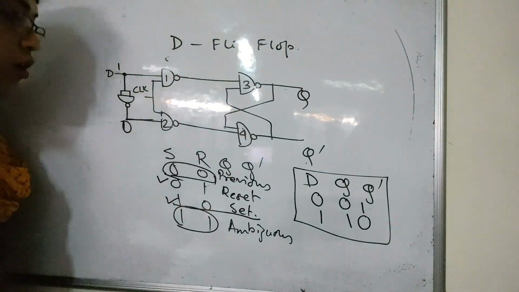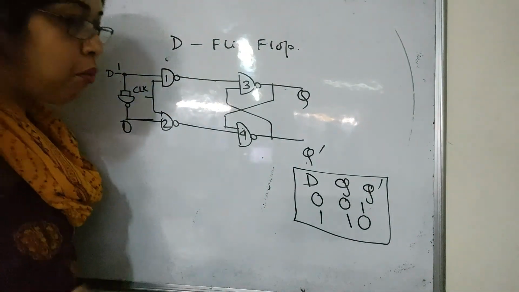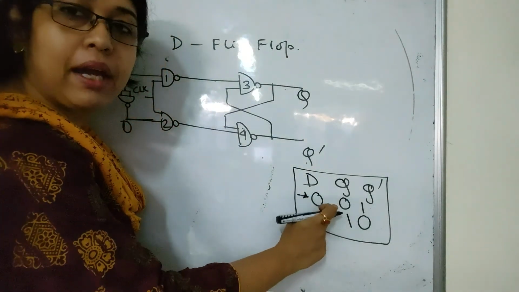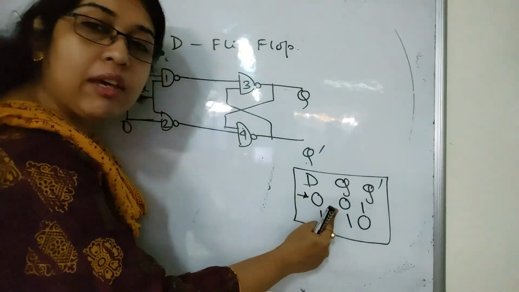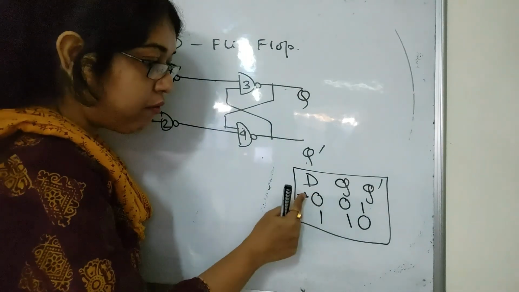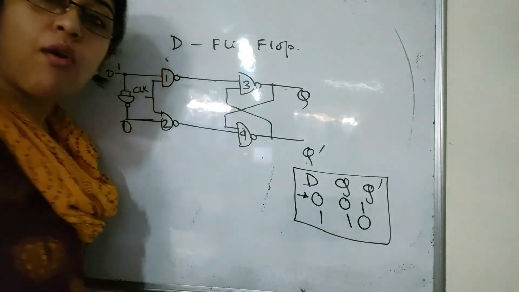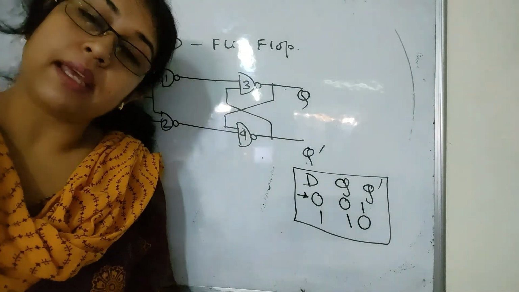Now, if we look at the truth table of D flip-flop, whatever input we are giving, the same thing comes back as the output. Whatever input we give, Q gives us the same output. When D is 0, Q is 0. When D is 1, Q is 1. So therefore, whatever input we give, we get back the same input.